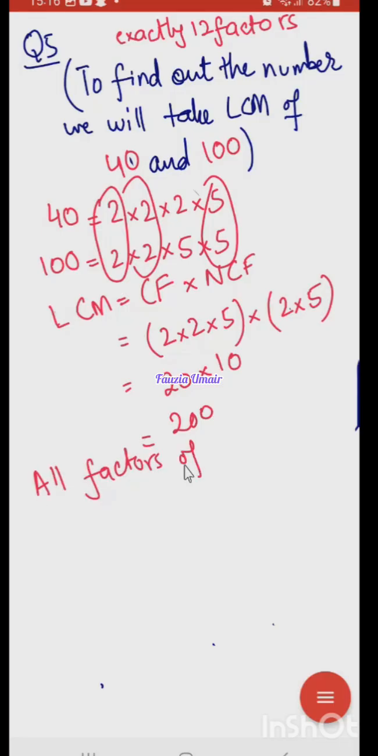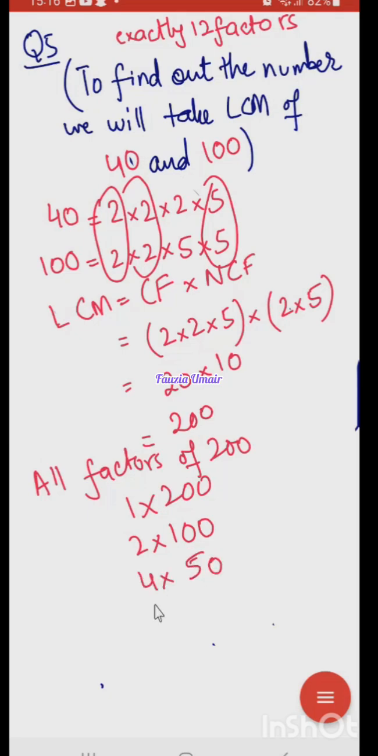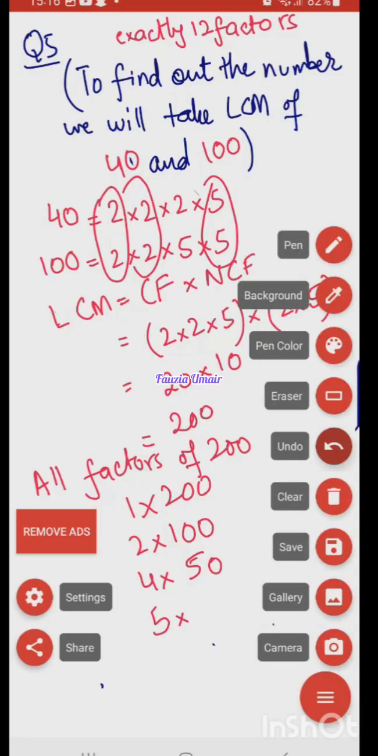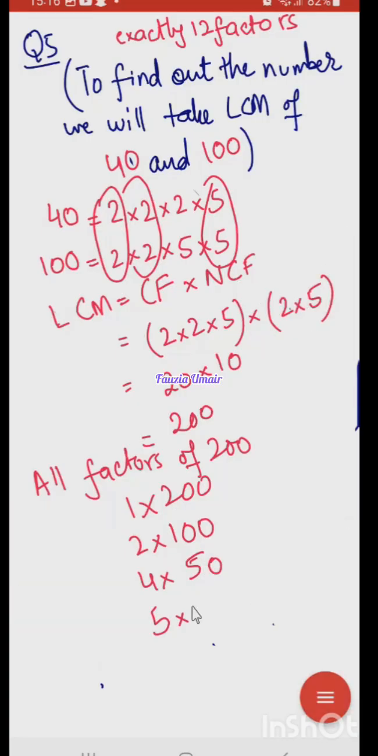All factors of 200. So factor pair की form में अगर हम लिखें, the first factor pair would be 1 and 200. Second factor pair would be 2 and 100, right? So then 3 is not a factor. We can write 4 into 50. Then 5 is also a factor. I think previous classes में maybe पढ़ा होगा factor pairs लिखना, right? So 5 into 40. Then 6 is not a factor.